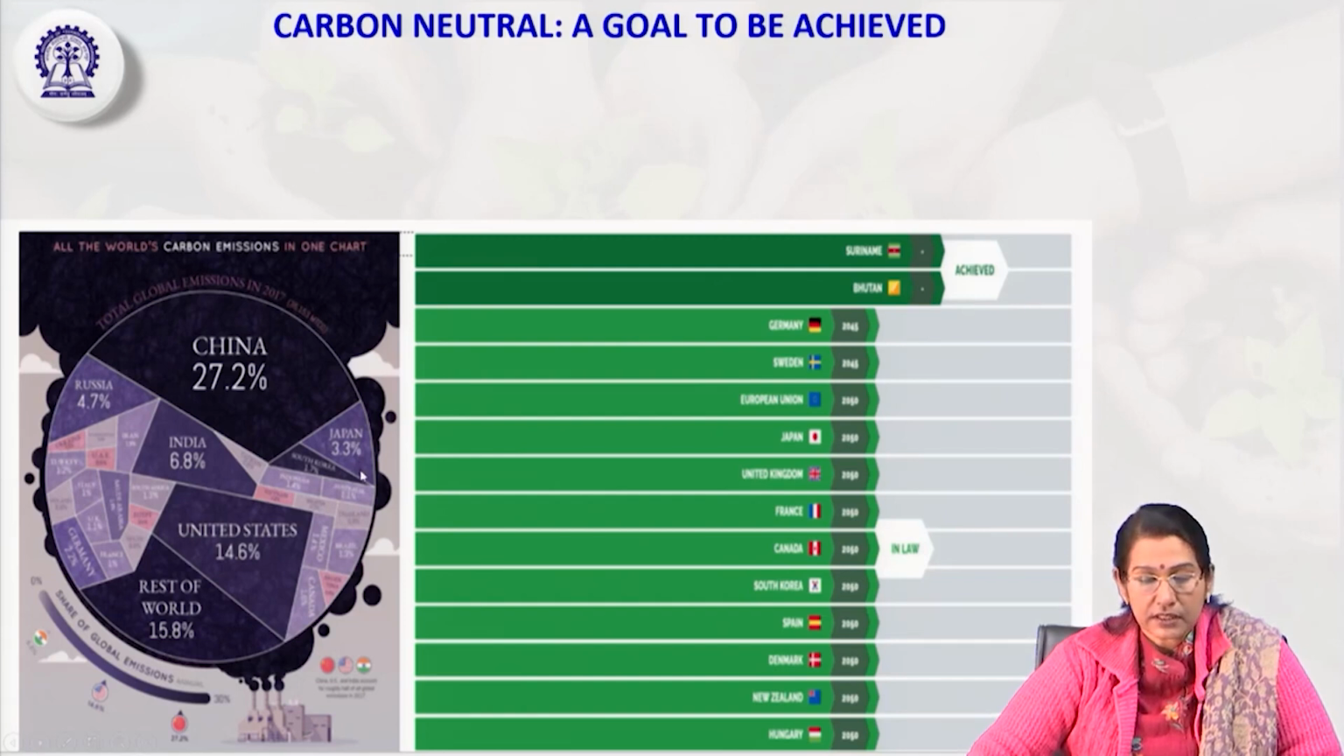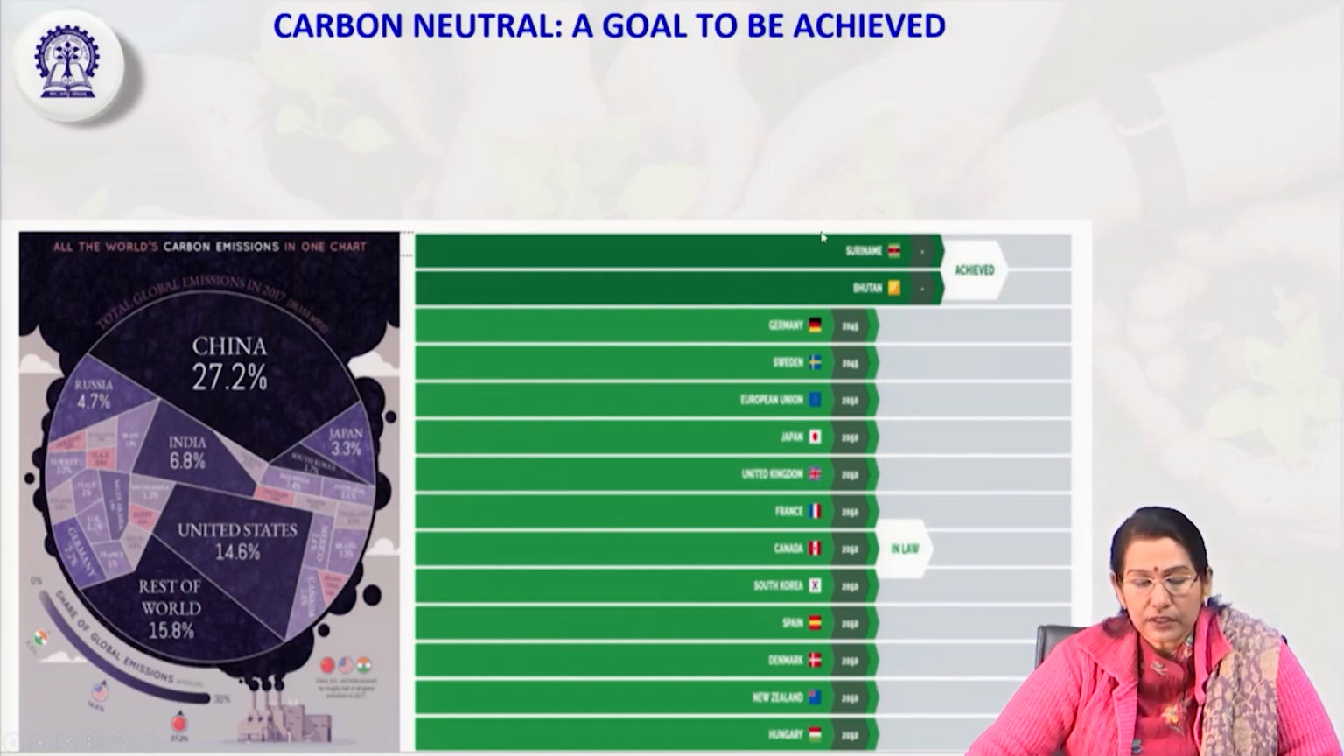So, the United States and these countries, you can say Russia and the European countries especially, have control over it very much, and some of the other countries, Middle East countries, Southeast countries, are also very cautious in carbon emission, but the prominent ones are China, the United States, India at 6.8%, and the rest of the world with 15.8%.